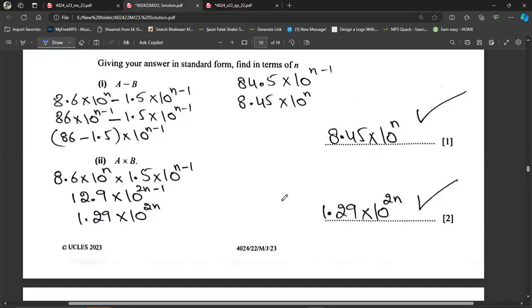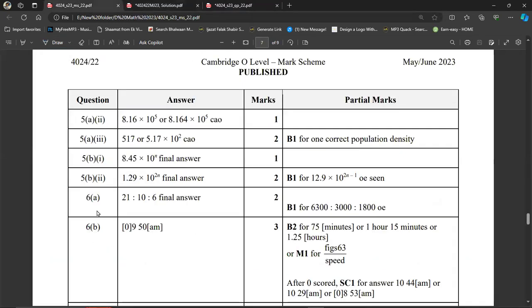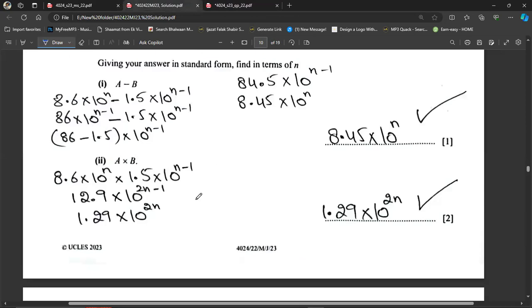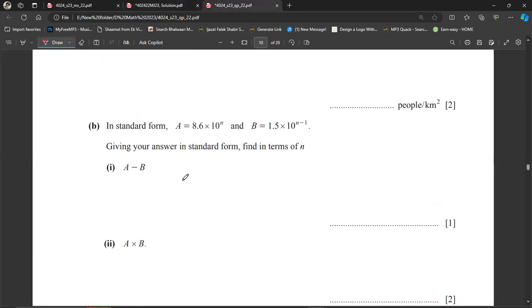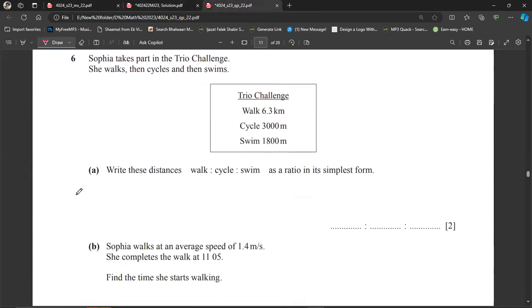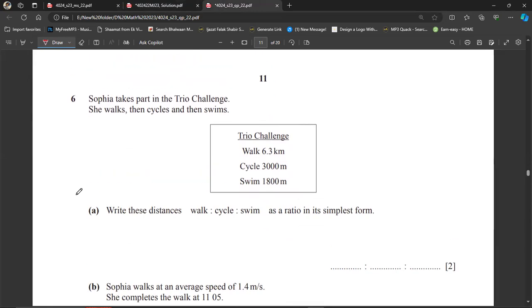Now move the decimal one step to the left, and you will have 1.29. Here add one power, so this minus 1 will be gone. So you will only be left with 10 raised to power 2n. So the final answer is 1.29 × 10^(2n). That is the right answer, sir. This is how this is done. I hope you understand.